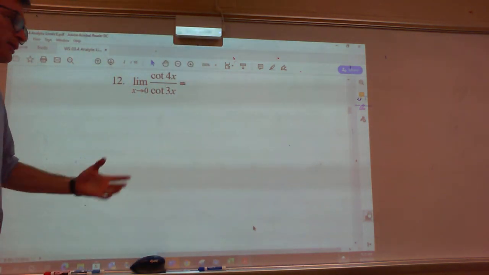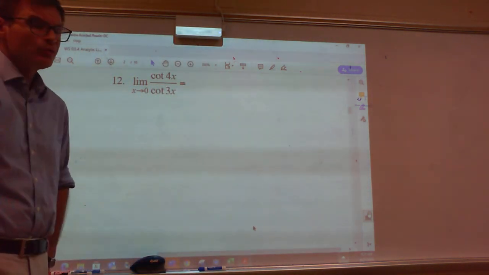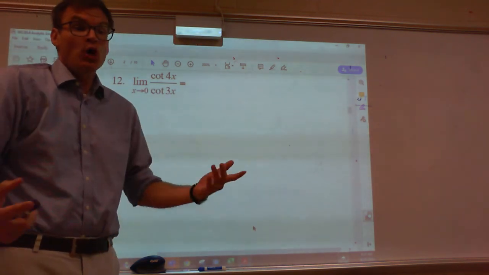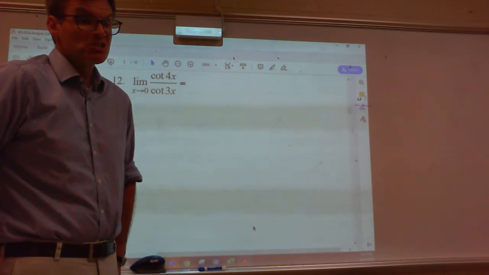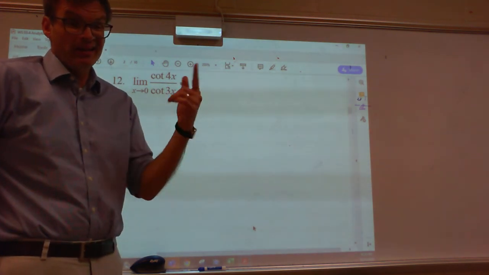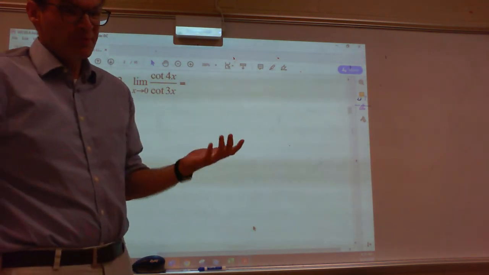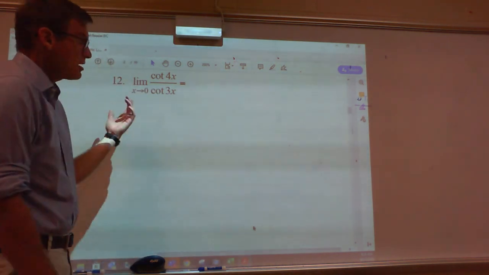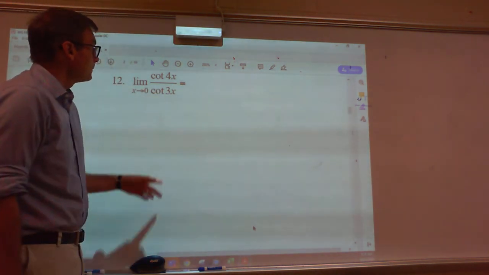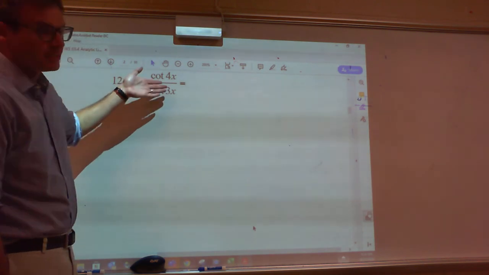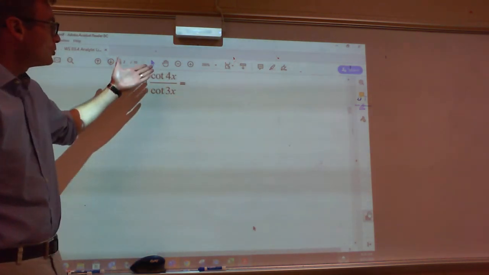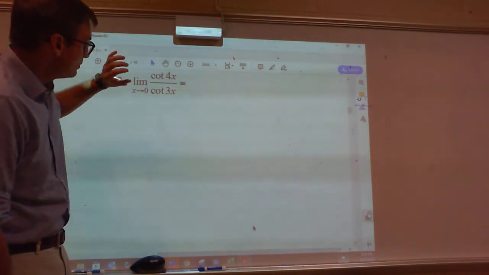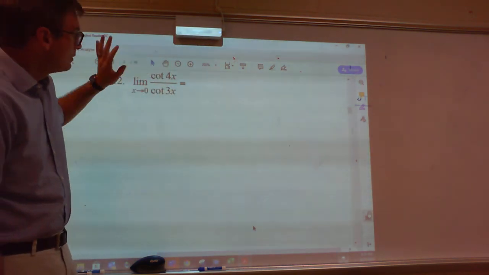Okay. So as far as trig stuff goes, I don't know a thing about cotangent. In fact, the only thing I talked about yesterday was sine x over x, and something dealing with cosine, but I didn't say a thing about cotangent. So since I didn't say a thing about cotangent, we don't know how to deal with it. So what we're going to do is change it.